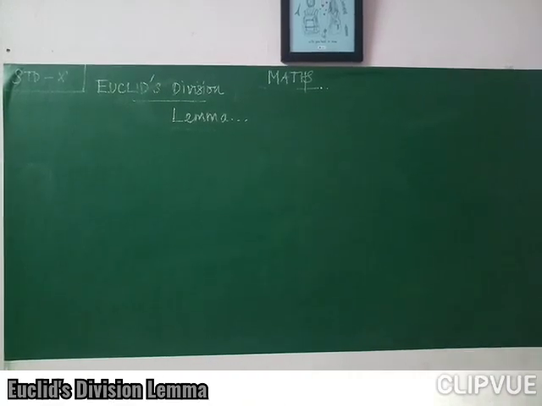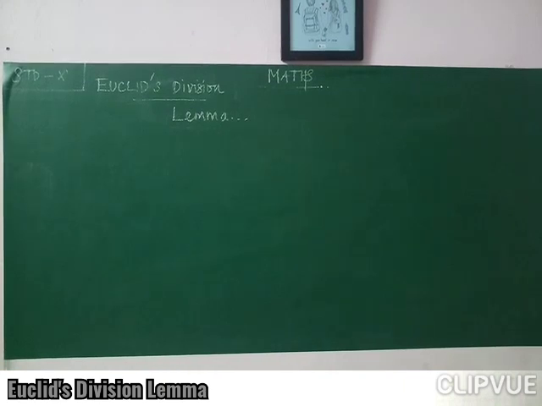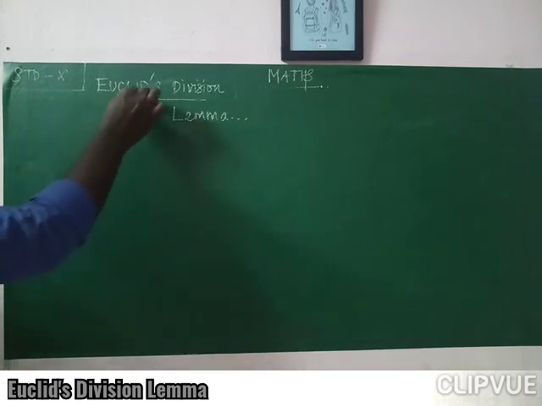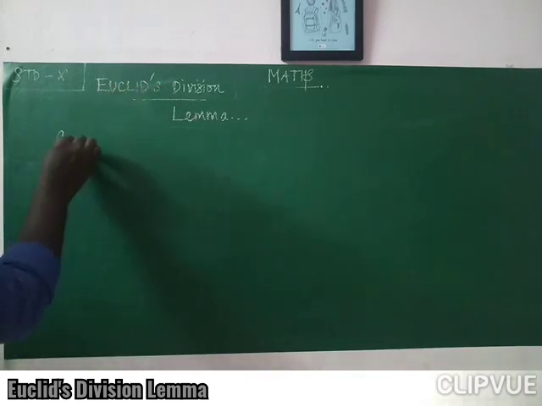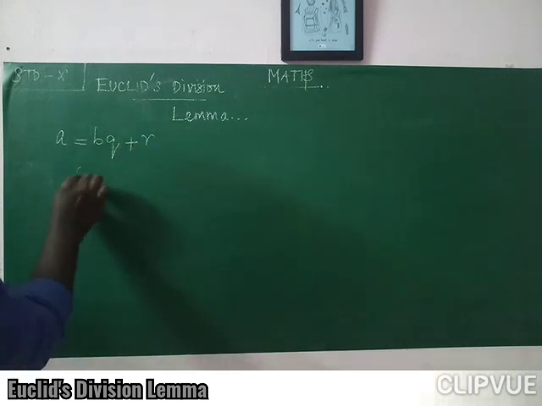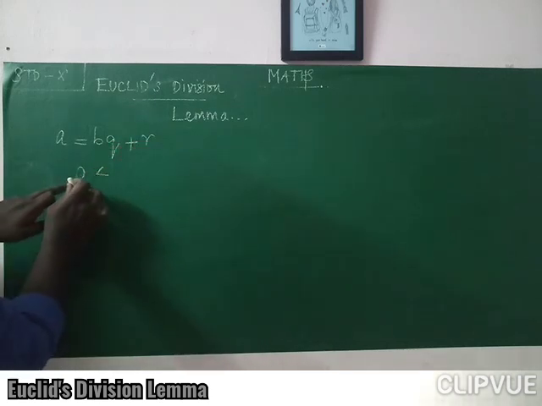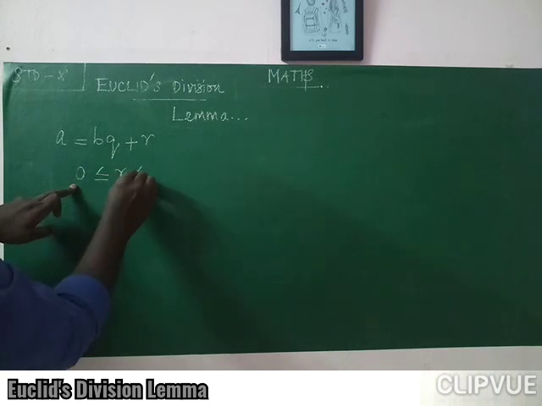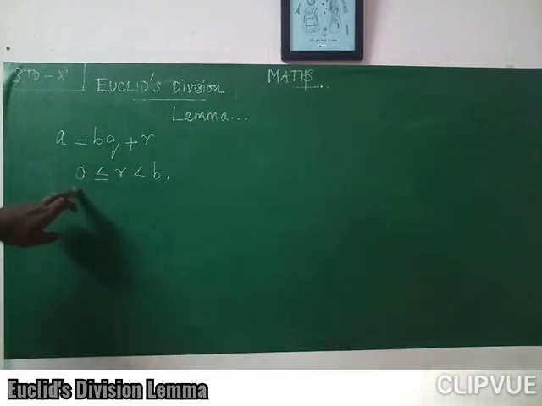Good morning students, we are solving problems related to Euclid's division lemma. Once again we repeat the topic, Euclid's division lemma: a equals bq plus r, where the r value lies between 0 and b.